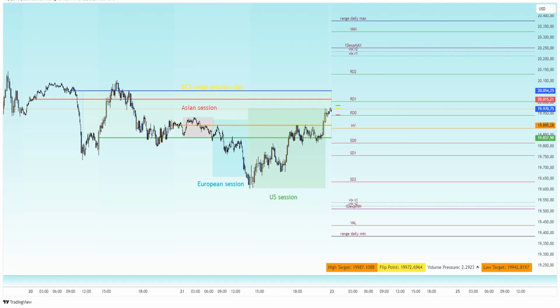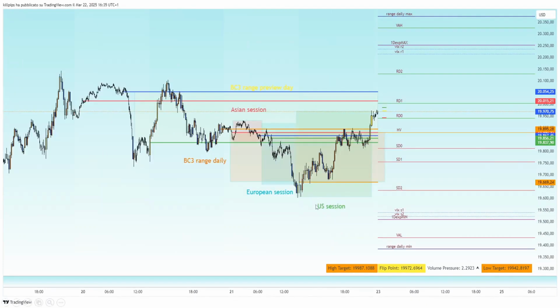In the next slide, we will see these additional BC3 lines, which are practically the BC3 levels. They are the previous chart with the addition of the BC3 of the day, so of the 21st. Plus, I obviously added the BC3 daily range in this one. Okay.